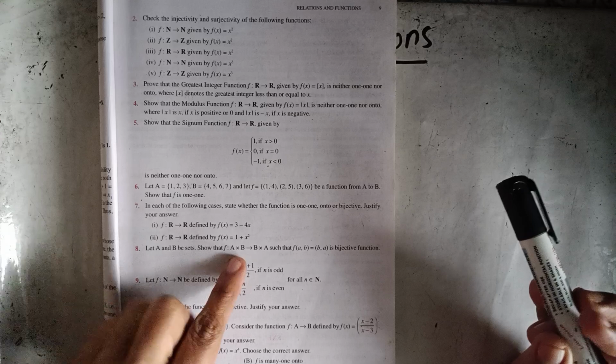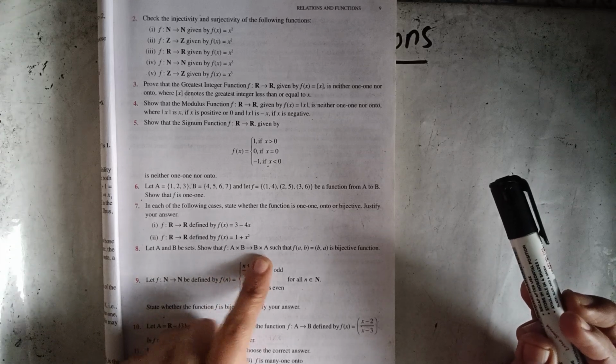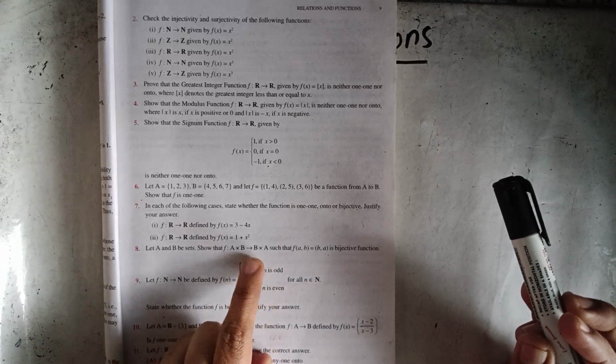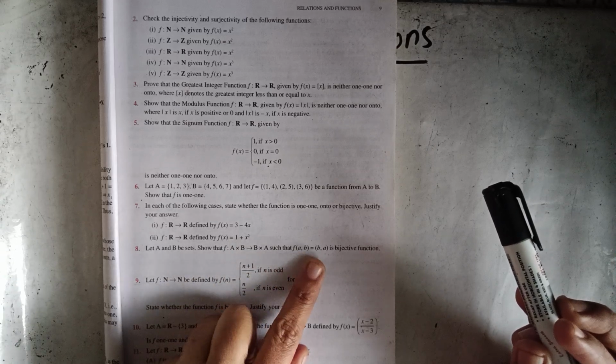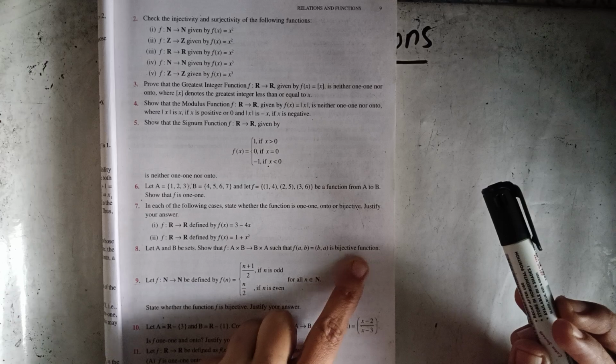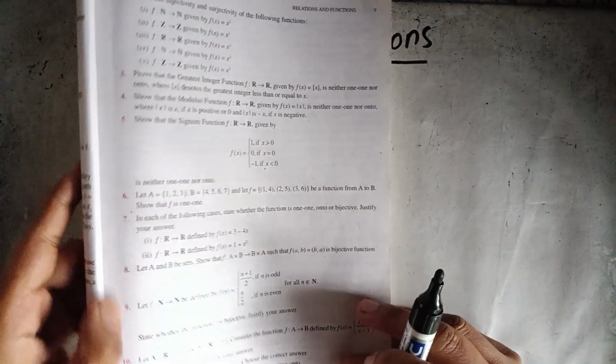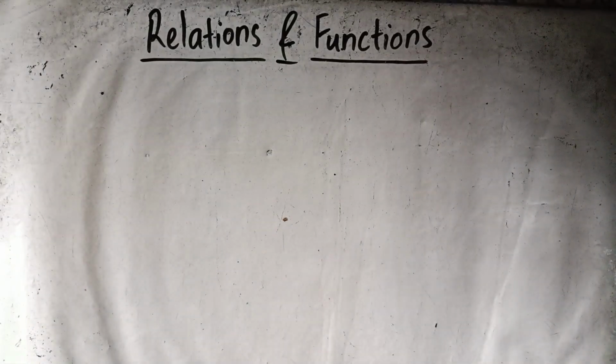Let A and B be two sets. Show that f from A cross B to B cross A, the Cartesian product of A and B, such that f of (a, b) is equal to (b, a), is a bijective function. So we have to show both one-one and onto.